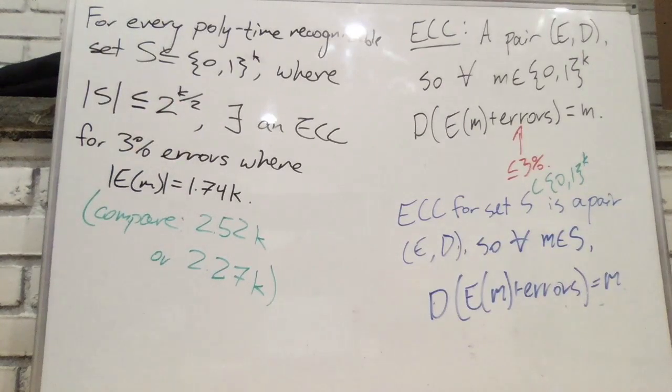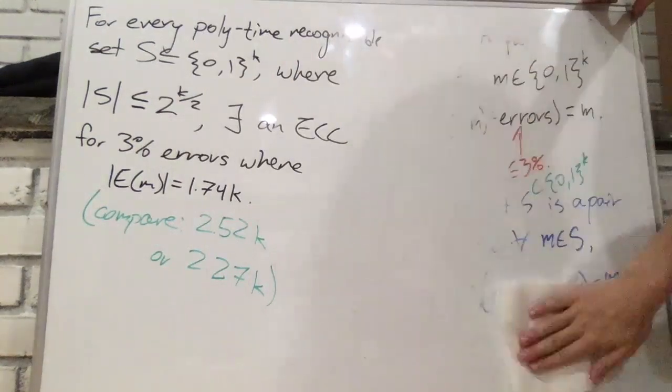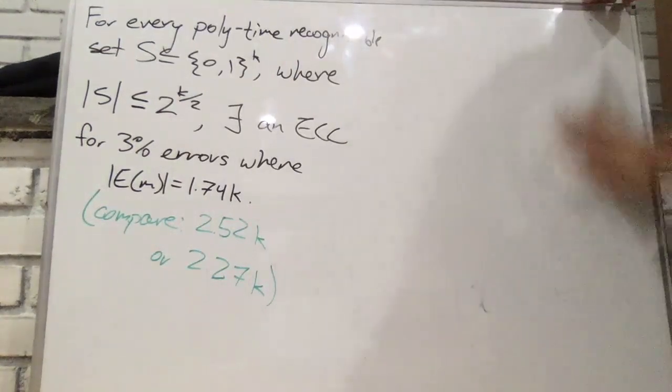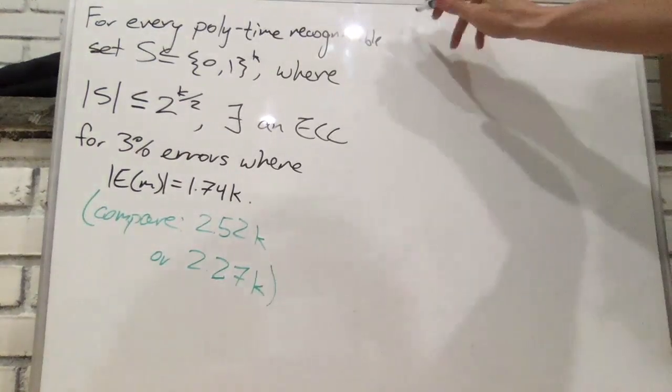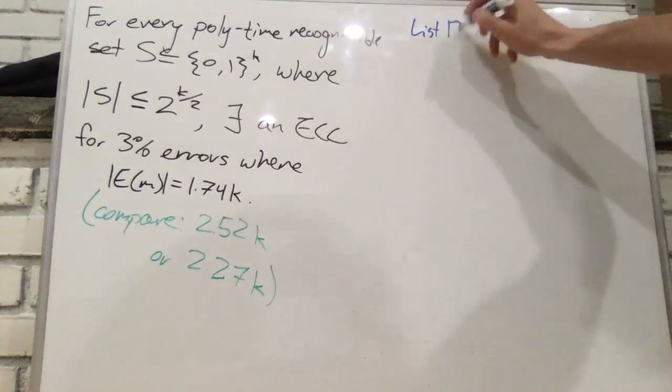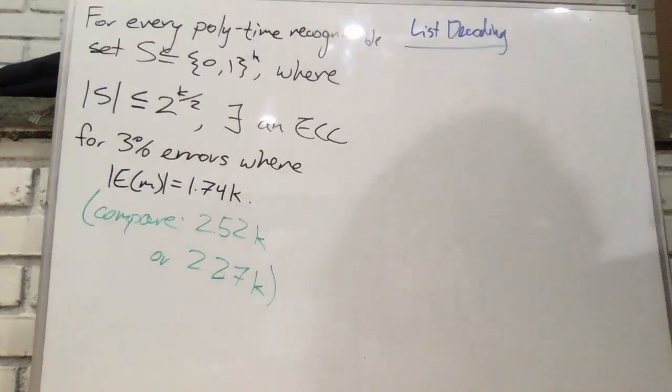Cool. And so let's give a quick idea of how we construct these things. So, a proof sketch. The idea is to use list decoding. Some of us might know what list decoding is, but let's give a quick intro anyway.